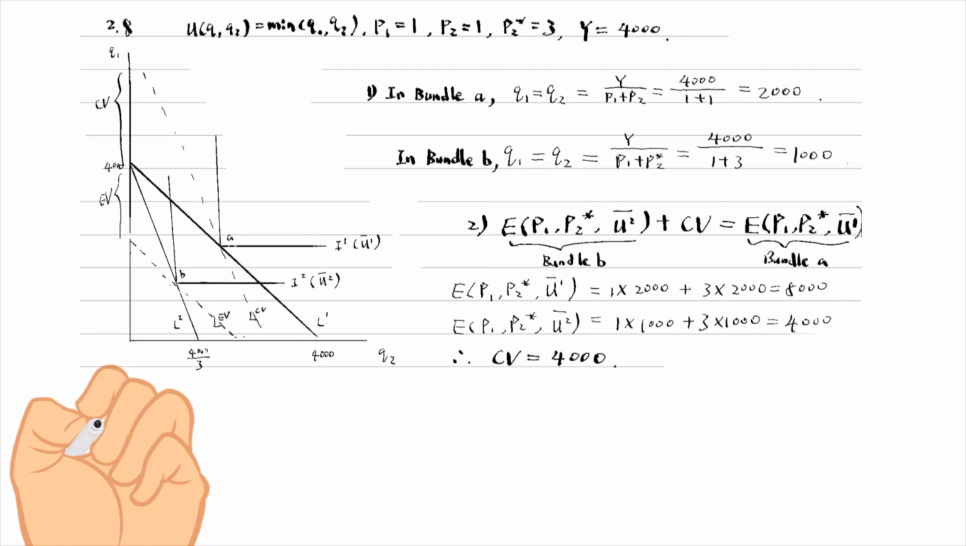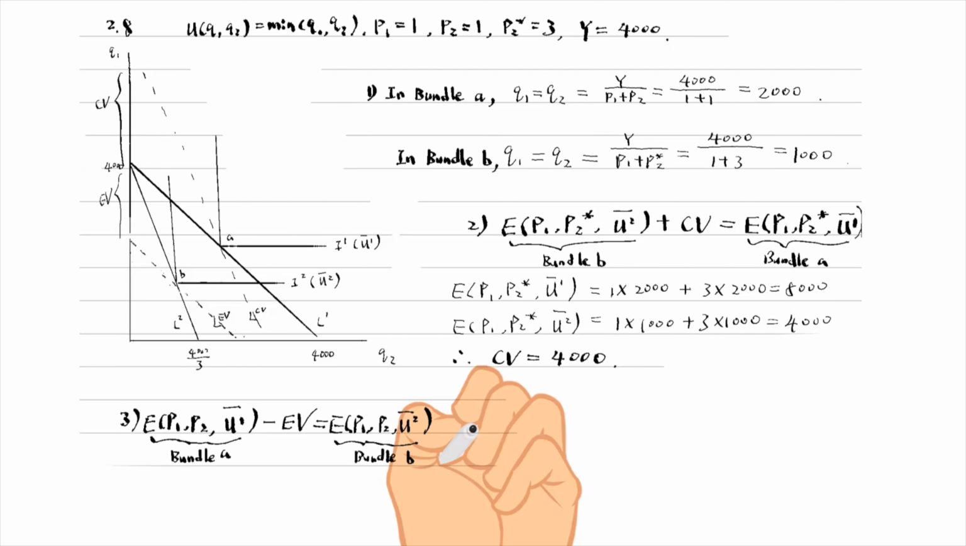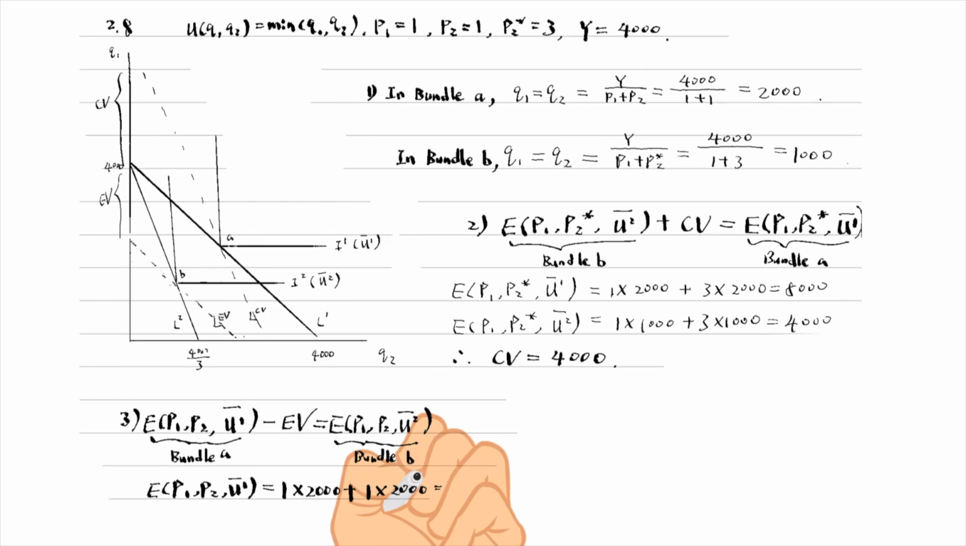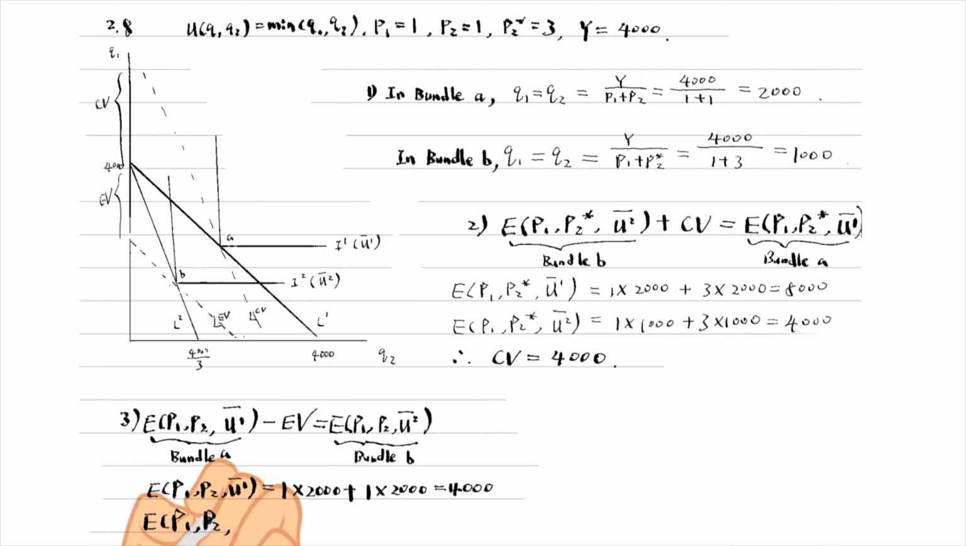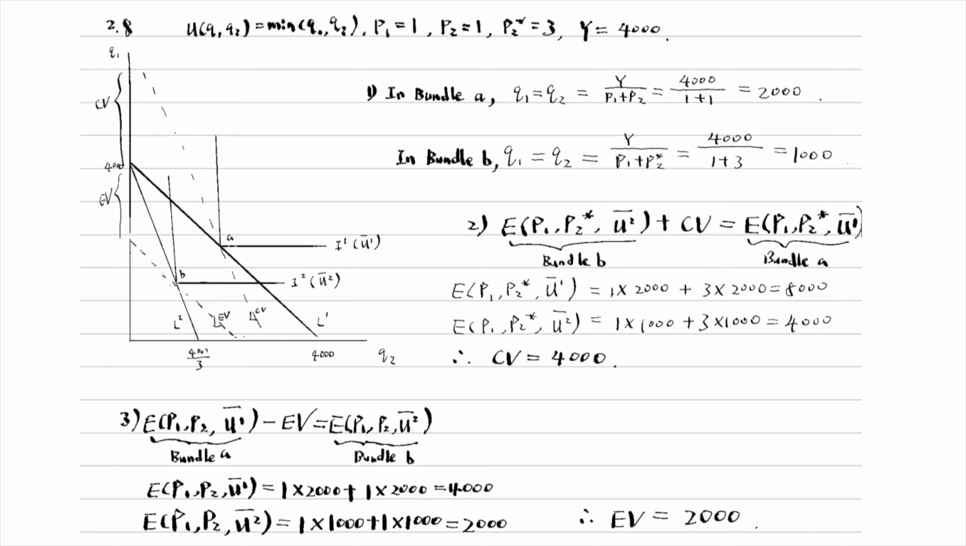After taking away the equivalent variation, the consumer can only afford bundle B at the old prices. The equation that relates expenditures and the equivalent variation is as follows. The expenditure for bundle A minus the equivalent variation equals the expenditure for bundle B. Both expenditures are at the old prices. So the equivalent variation is $2,000.